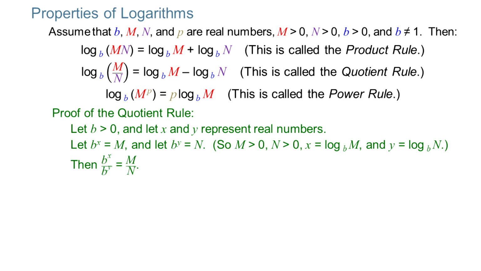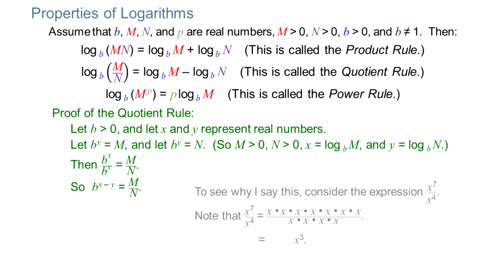For my next step, I'll divide the left sides of the equations I wrote in exponential form, divide the right sides of the equations I wrote in exponential form, and set them equal to each other. To simplify b to the power of x divided by b to the power of y, I can subtract the exponents and keep the base the same.